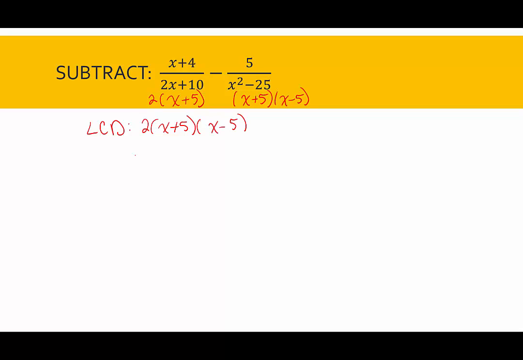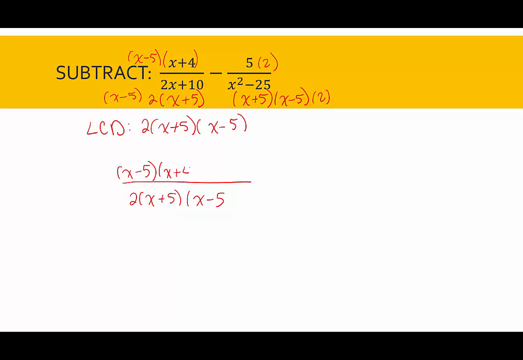I already have the x plus 5. So this one's missing the x minus 5 factor, x minus 5, and this is missing a 2. Just need a factor of 2 here. Okay, so I'm going to go ahead and combine in 1. I'm just going to skip that first step. I'm going to go ahead and put this as just one single expression, and the numerator will be x minus 5 times x plus 4 minus 5 times 2.